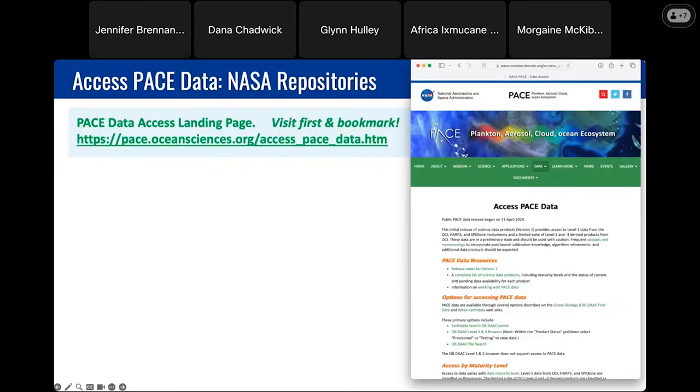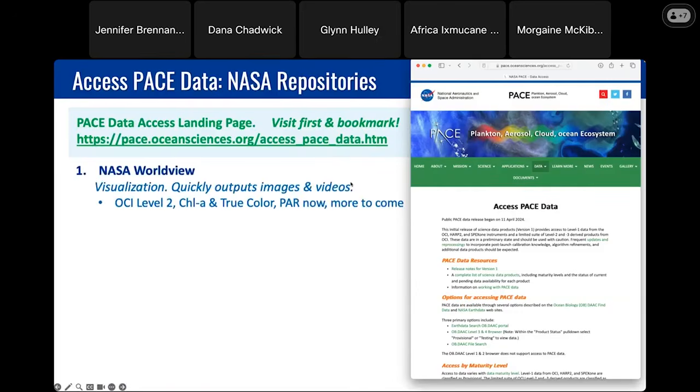First of all, if you're interested in accessing PACE data, we have made a website that's supposed to be a central location for all the kinds of information you need to work with PACE data, such as which version is the PACE data. Our PACE versions change every several months as the data are matured. Which version are you working with? How do you access PACE data? What kind of resources are there? All these answers are on this webpage, so please take a look at it.